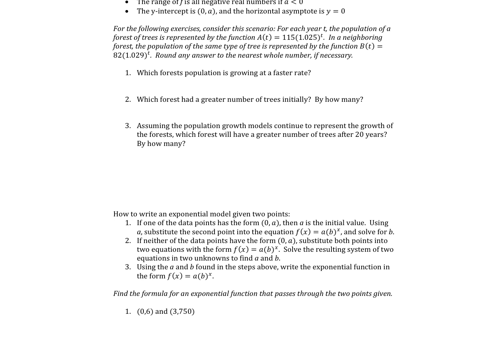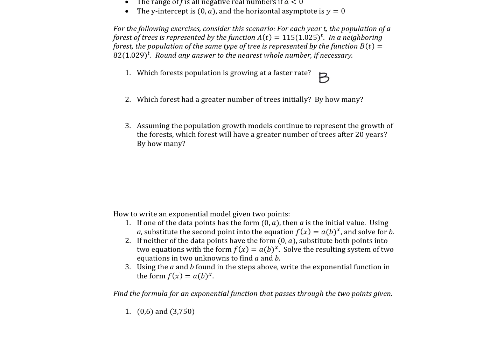Which forest population is growing at a faster rate? So the growth rate is the one in parentheses. That's how fast it's growing. So the one with the larger number in the parentheses is going to be the one that's growing at a faster rate. And so I think we can agree that forest B is growing at a faster rate because 1.029 is larger than 1.025.